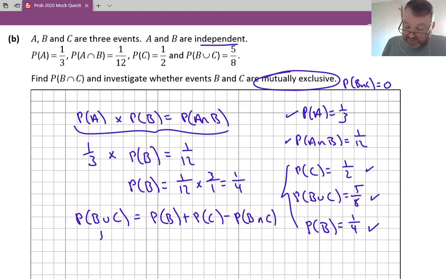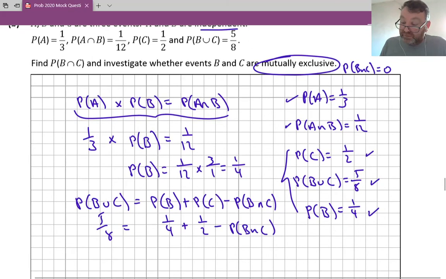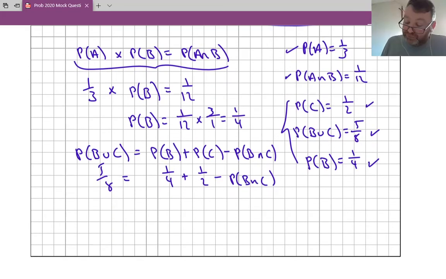Yes, that's 5/8. Do I know the probability of B? Well, I just discovered that in the previous part of this question, which is a quarter. Do I know the probability of C? Yep, they gave me that as a half, minus P of B intersection C. So actually, this is quite an algebraic question, because now what we have is minus the probability of B intersection C being equal to 5/8 minus a quarter. So 5/8 minus a quarter minus a half.